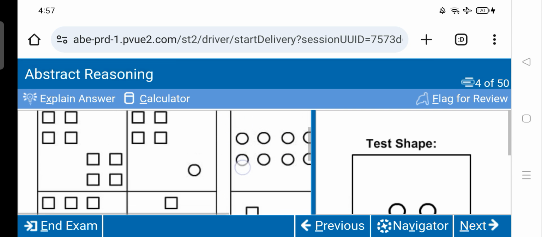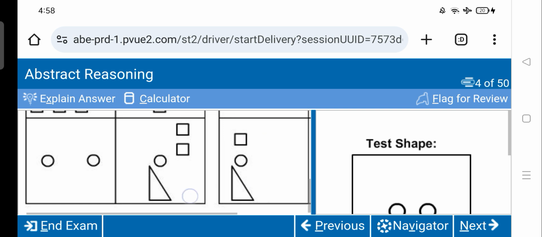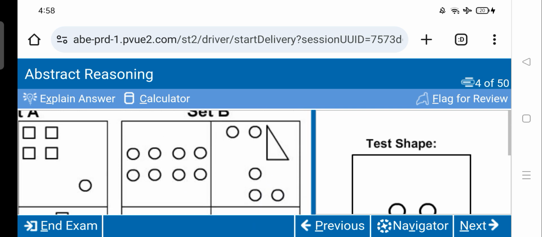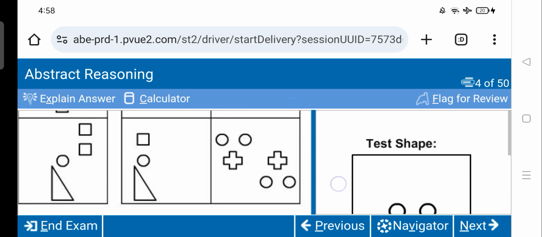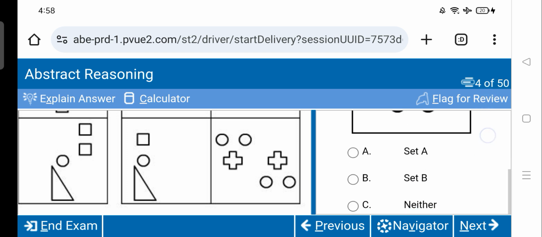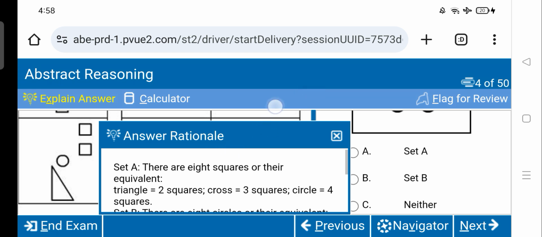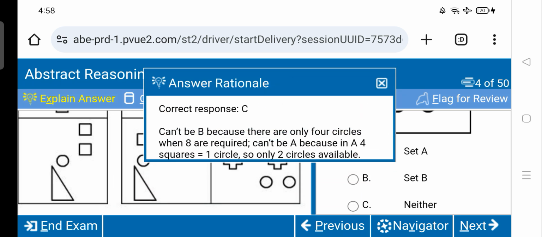Here we again have the same sets of shapes. You can take a look at these ones again. This one is for set B. And in the test shape we have 4 circles. The options are the same. These are the rules that we have read. And the correct option is C.